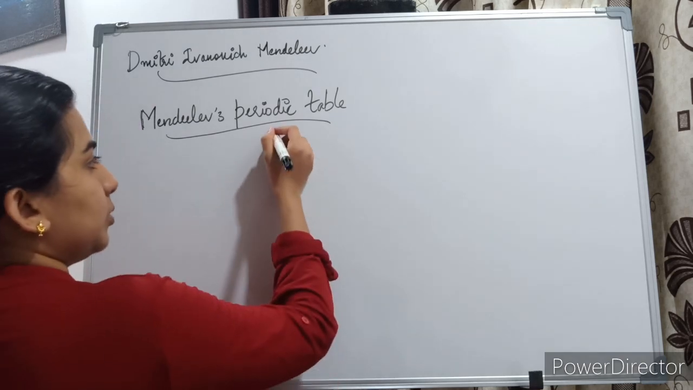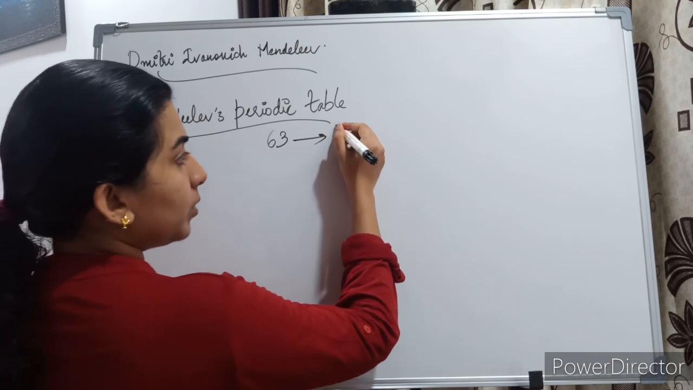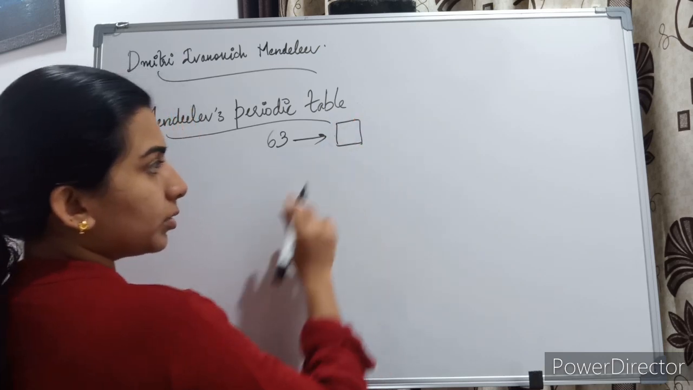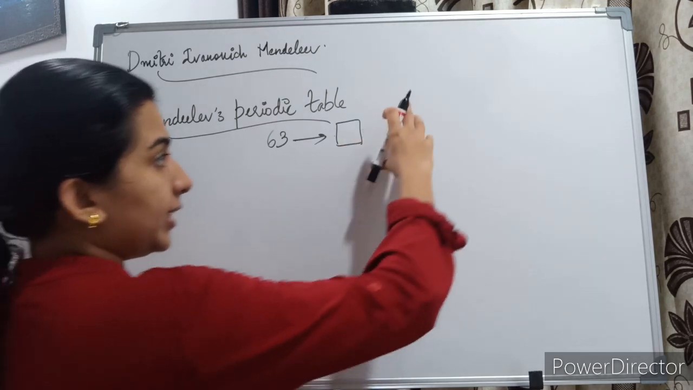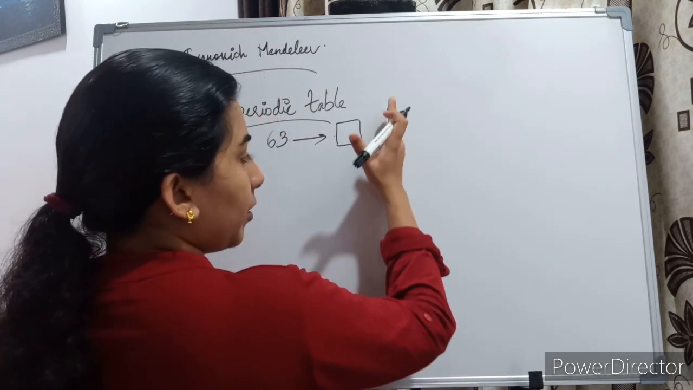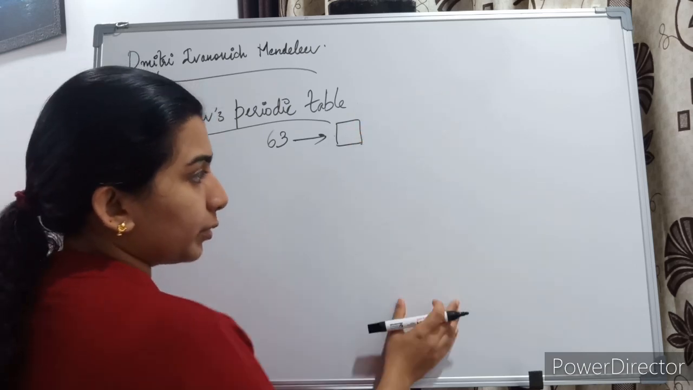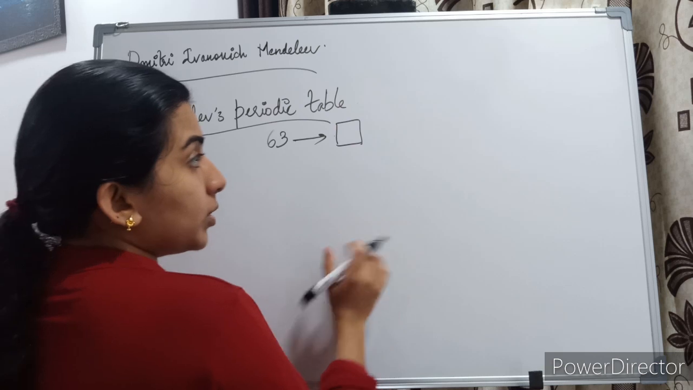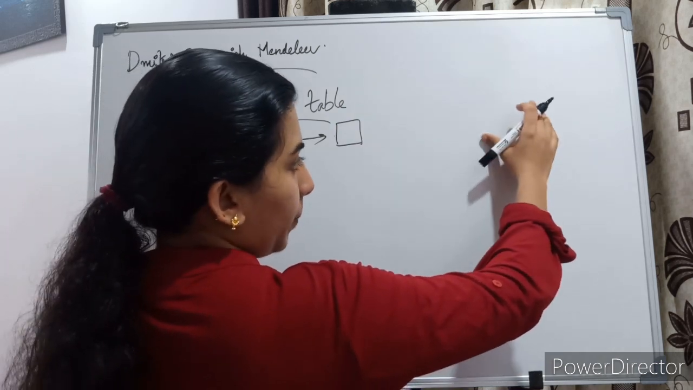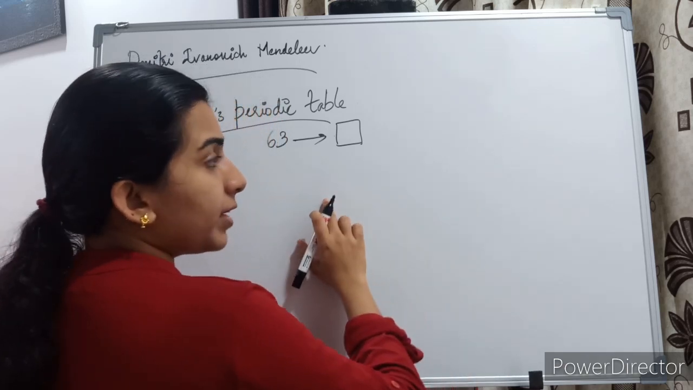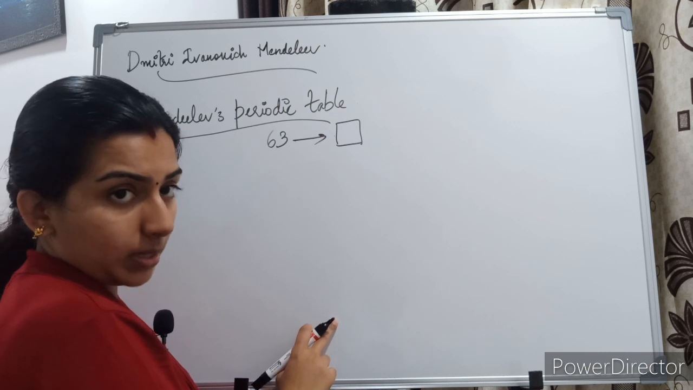Like, he just took 63 cards and wrote the corresponding properties of those elements in each card, and then he arranged them according to their similar properties. Which elements have a similar property, he sorted out, and then he could see that when he sorted them by similar properties, they were automatically getting arranged in the increasing order of their mass number.